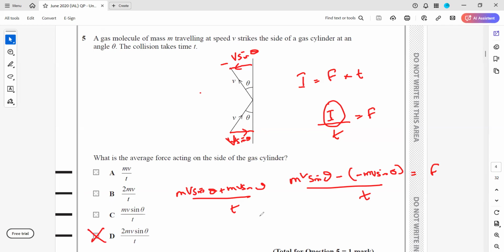But mv sine theta is the final velocity. Yeah, the thing is, in the question all the options are for magnitude, not for direction. That's why I can take any one of them as positive. Like if I take this as negative, this one I'll take as positive. So it does not make a difference here because the main thing is the magnitude rather than the direction specified. Is it clear?